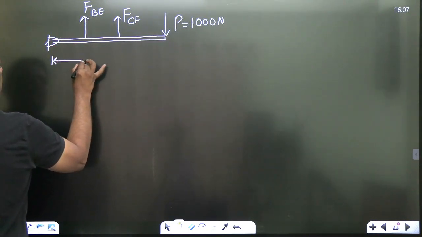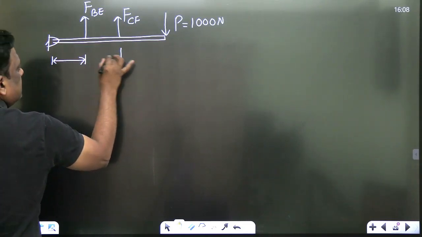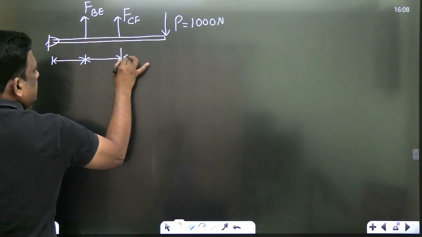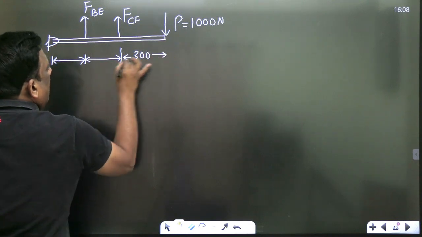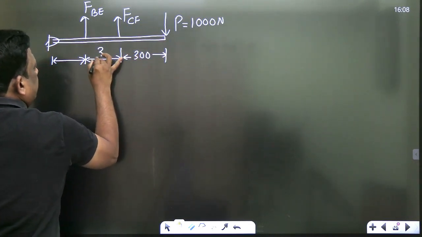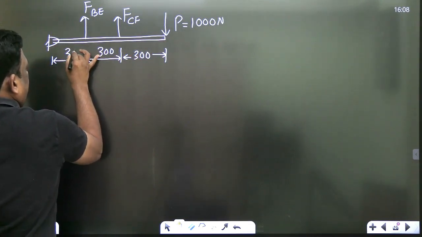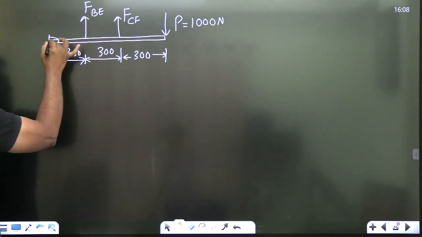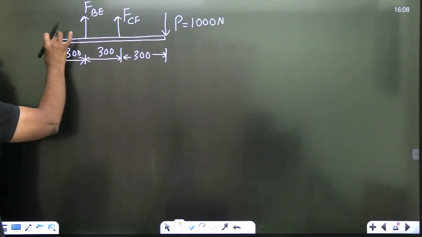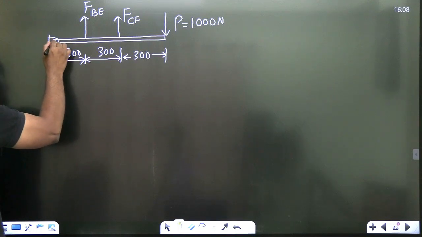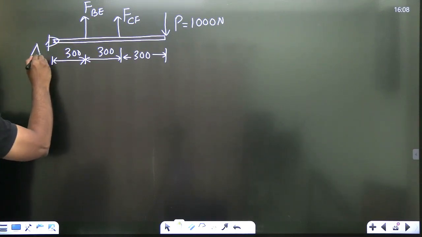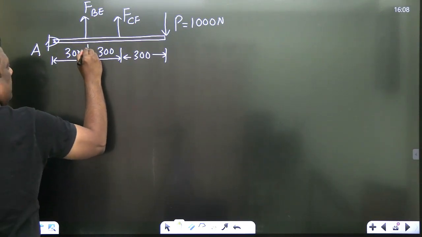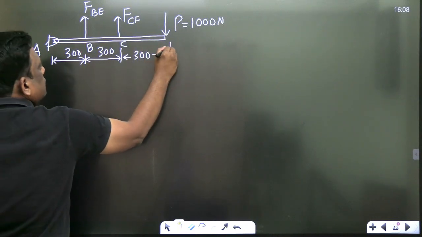This length is given as 300 mm. This is given as 300 mm. And this is given as 300 mm. All are 300 mm. See, I have not shown reactions here because they are unknown values. So if I take moment at this point, let me take this as A, and this we will take as B, this C and this D.